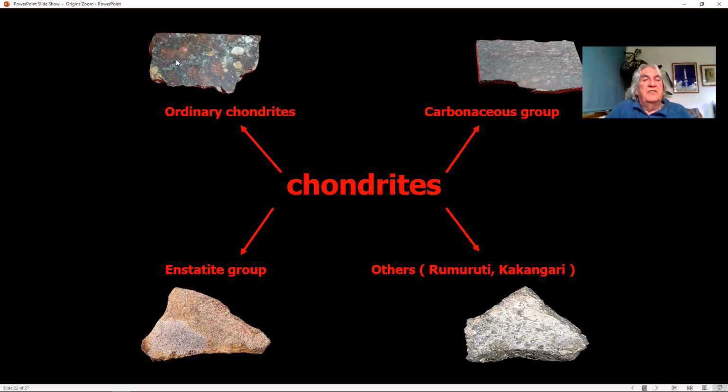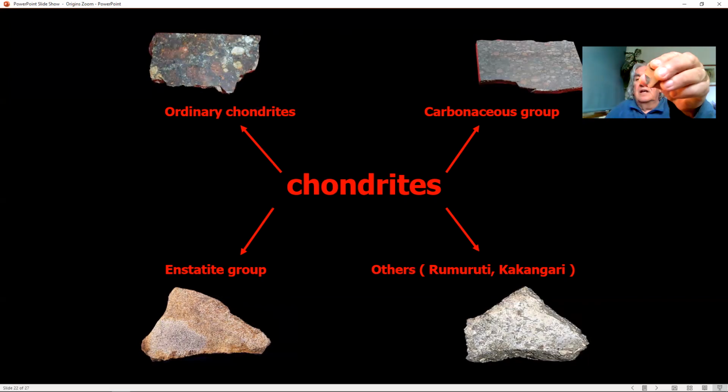The oldest material in the solar system are the ordinary chondrites, and the very, very primitive ones are the ones showing the chondrules in them. If you remember right at the start, the ordinary chondrites are 4.5 billion years old. If you can see this one here, when you cut and polish them, you can see chondrules. There's a chondrule there and another one there. Let me get a light on it.